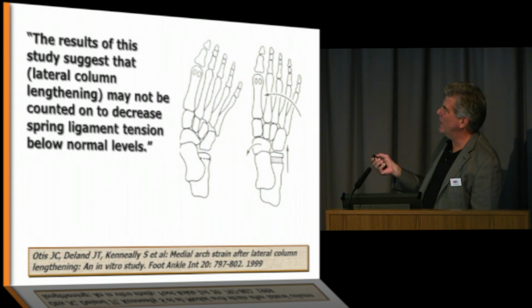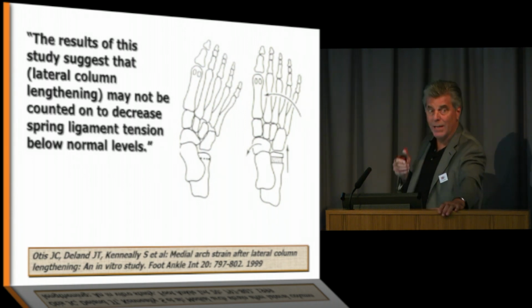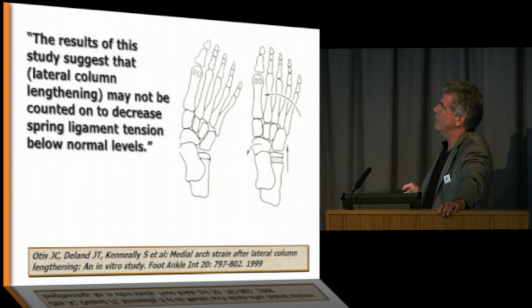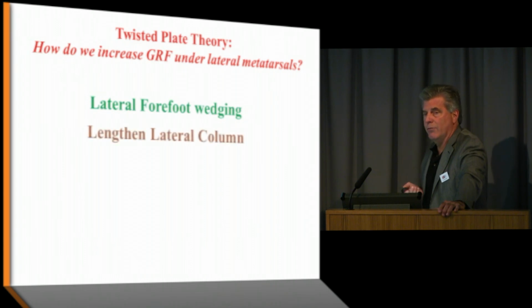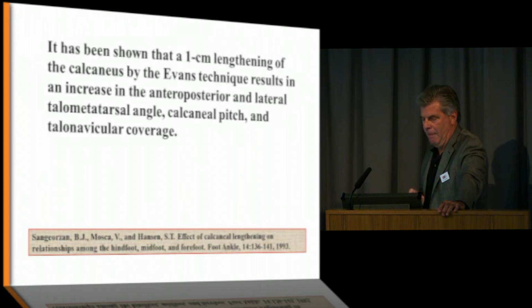Now, there's this theory that it swings the forefoot over. Not with a 1 centimeter wedge. There's no way it just swings the forefoot over. But it does profoundly change the foot. And the reason it does it, in my opinion, is it twists the plate. Because it ends up doing the same thing as when we put a lateral wedge under the forefoot.